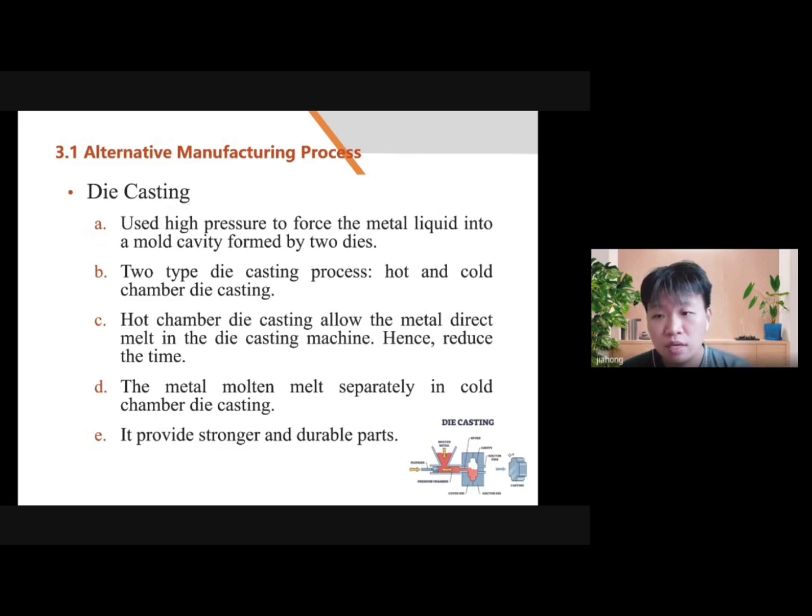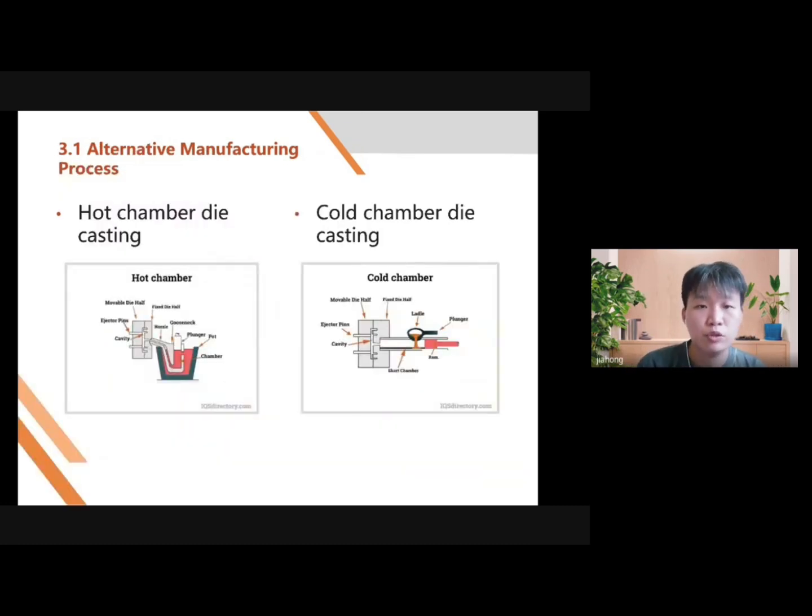For die casting, we use high pressure to force the liquid metal into a mold cavity formed by two dies. And there are two types of die casting process. One is hot and another is cold. So what's the difference between these two? For hot chamber, it allows the metal to melt directly in the die casting machine, so it reduces the time. On the other side, for cold chamber, we need to melt the metal separately. However, with cold chamber, we can produce a stronger or more durable part. In the next slide, we show the process of hot chamber and cold chamber.